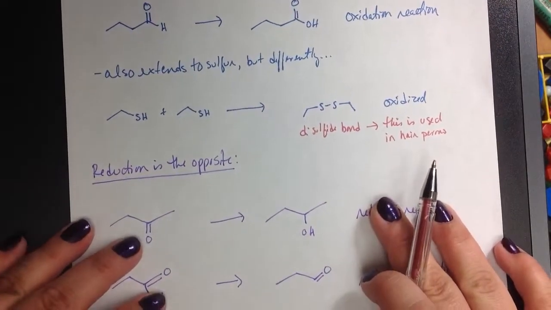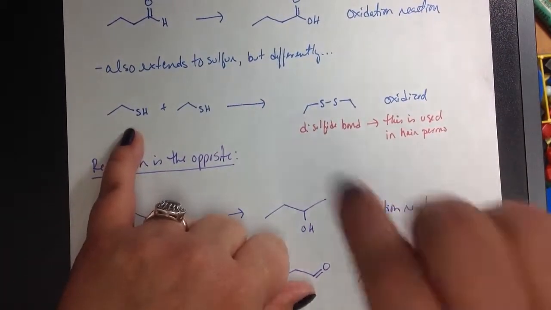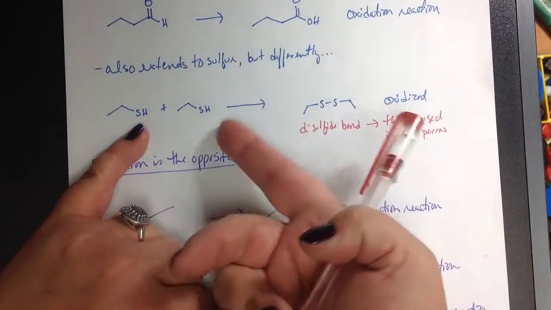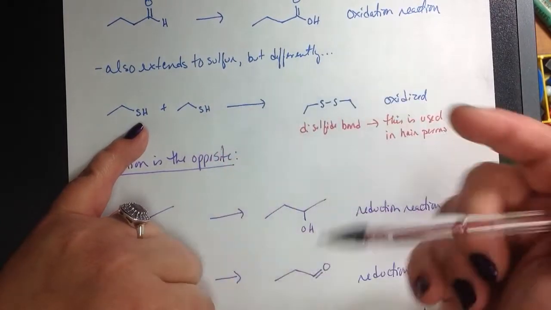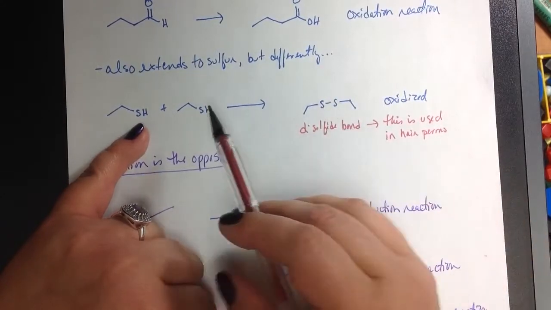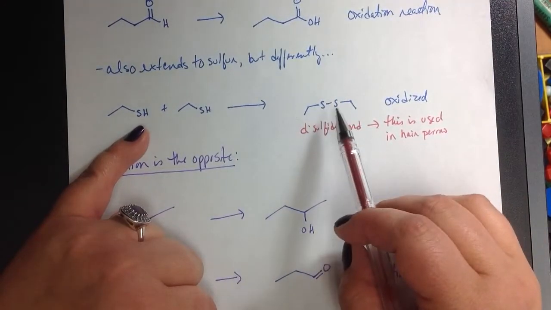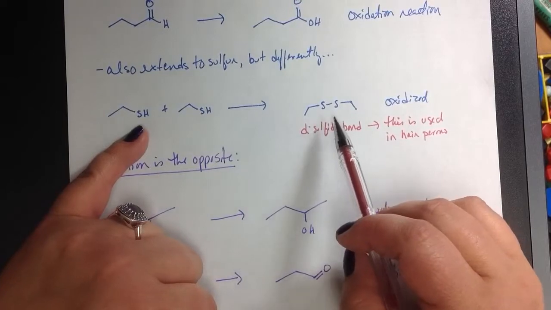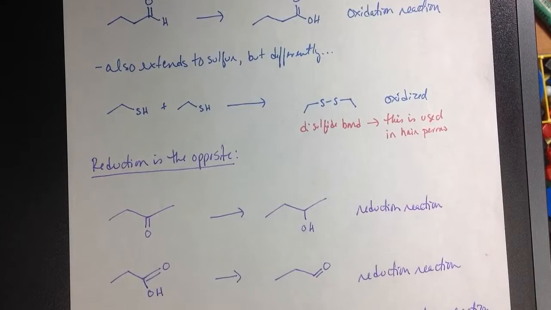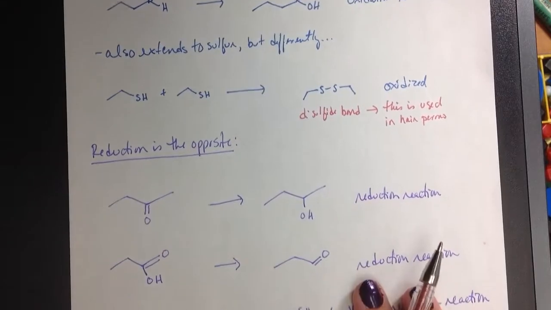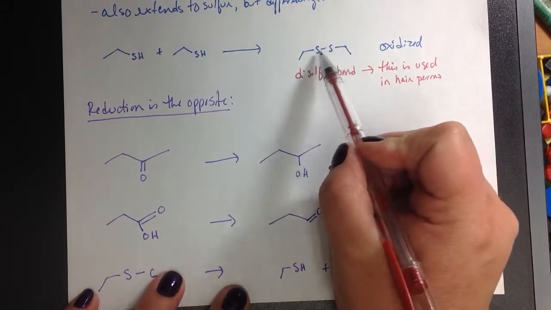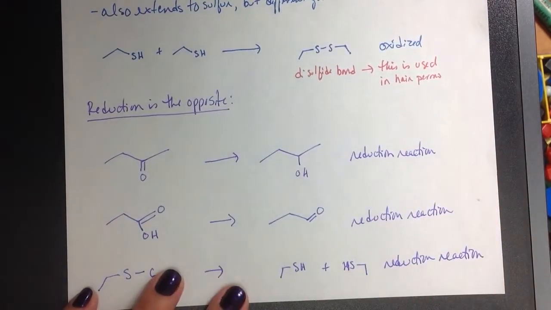Another way to look at this is with sulfur. So here we've got 2 thiols. If we oxidize thiols, you can make a disulfide bond. There's other ways to do it, but this is one of them. The cool thing here is that this is kind of how we can make perms in our hair, and disulfide bonds are used in the body quite often. Sometimes, I should say. Okay, so this would be an oxidation reaction because we're having a sulfur-sulfur bond right there.